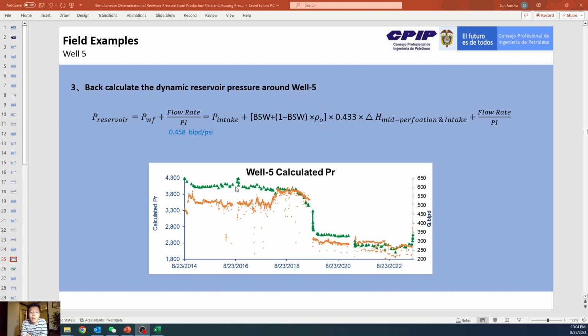Here is the green line. We can see currently the average pressure is around 2,500 psi. So for each intake pressure, we can use this method to simulate and calculate the average reservoir pressure around the wellbore.